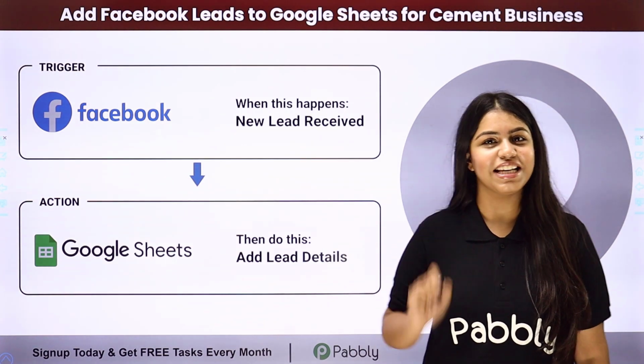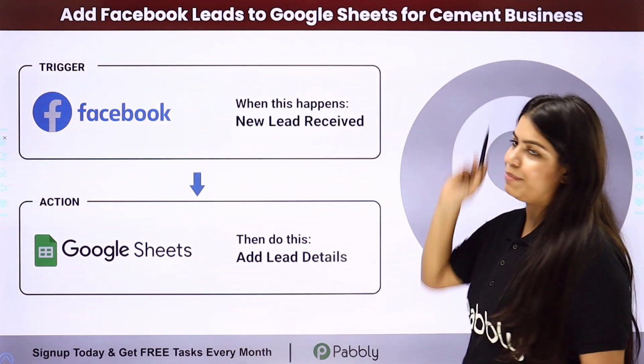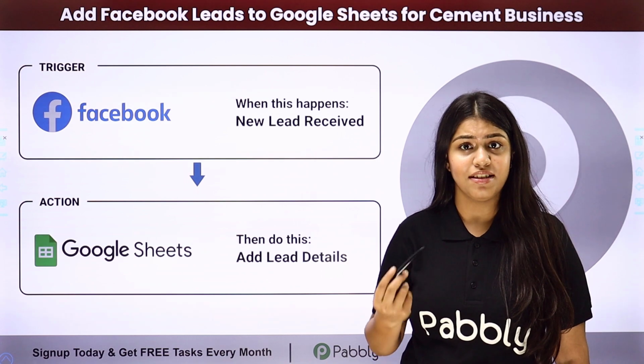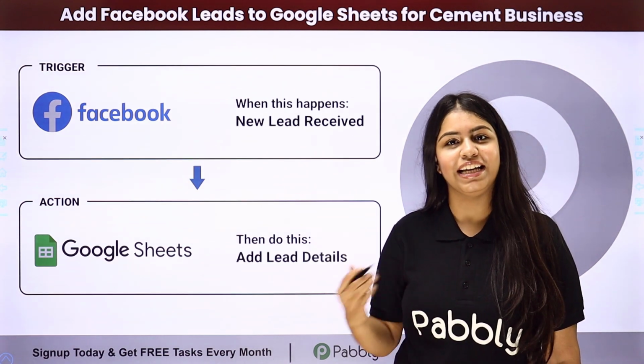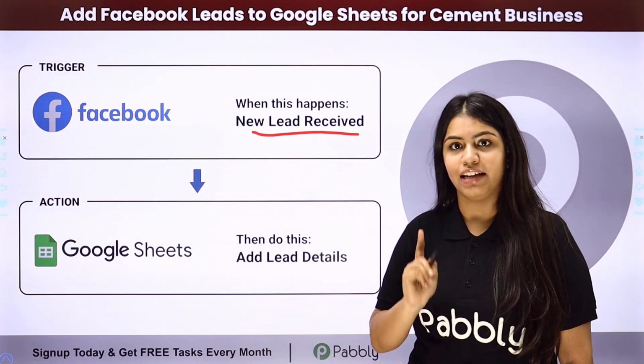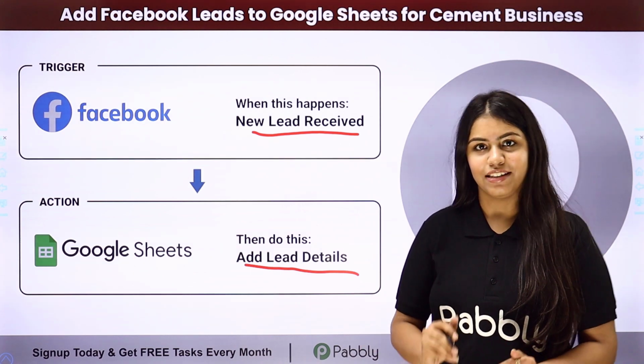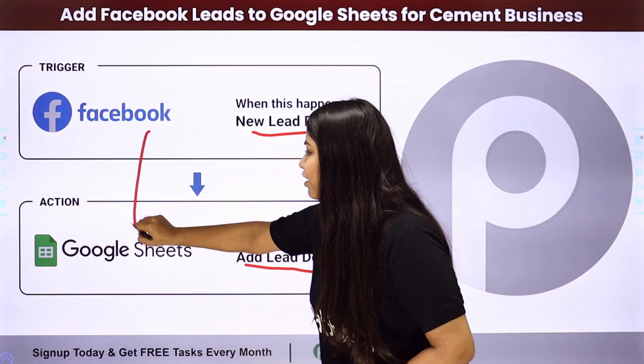The title of our today's video is How to Add Facebook Lead Ads to Google Sheets for Cement Business. So I'm running a cement business and to promote my business, I'm running lead ads. I want that whenever I receive a new lead, the details of that lead should be added to the Google Sheets too. For this, we have to create an integration between Facebook and Google Sheets.